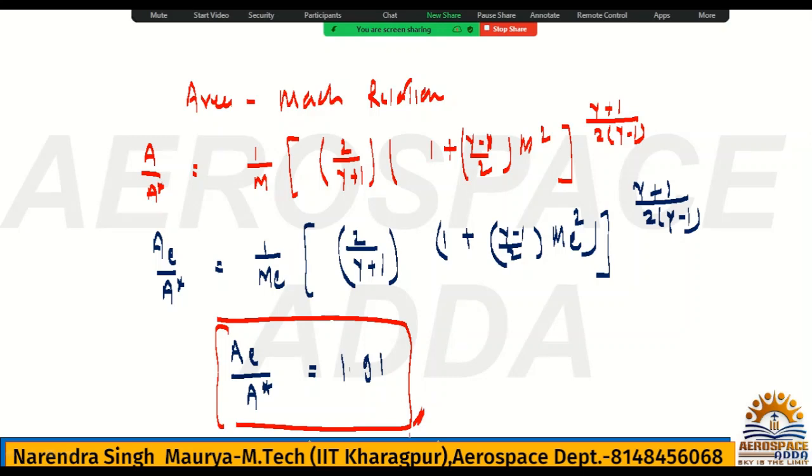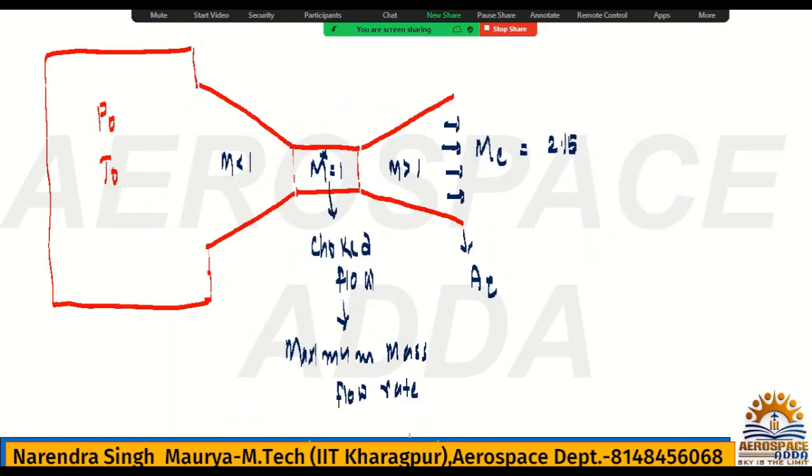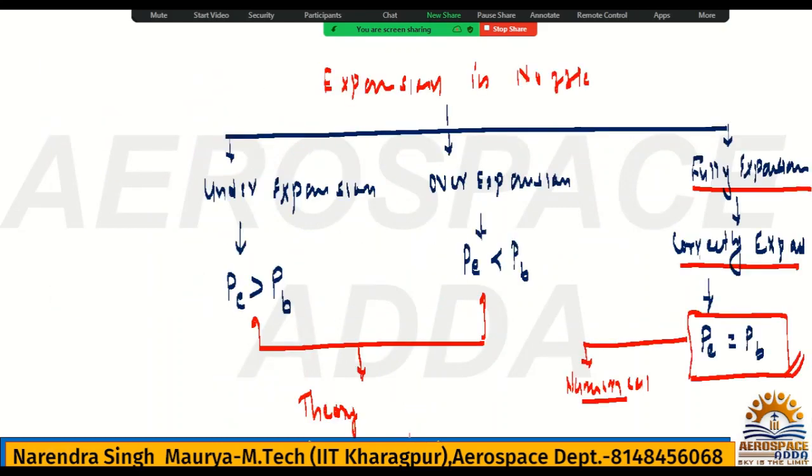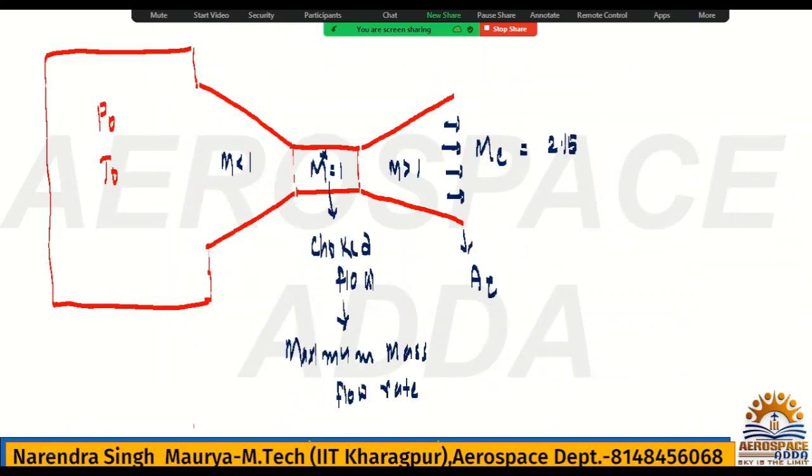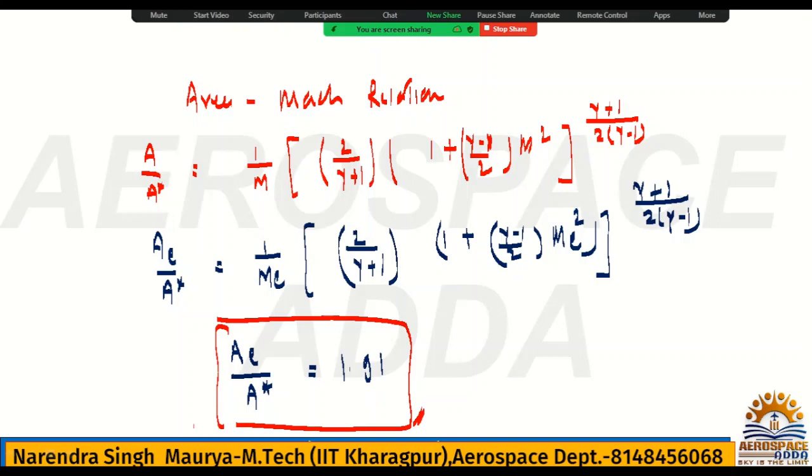Once you get A by A star, in the problem itself they are asking for both the exit area as well as the throat area. So this ratio that you achieved here, A by A star, is useful, but the thing is both AE and A star are unknown. If you know one, then you can calculate the other area. If you know the throat area, you can calculate the exit area, and if you know the exit area, you can calculate the throat area. So check any other data they have given to you.